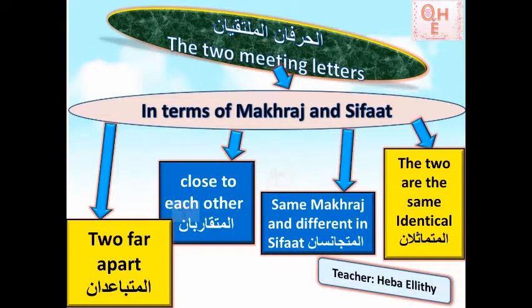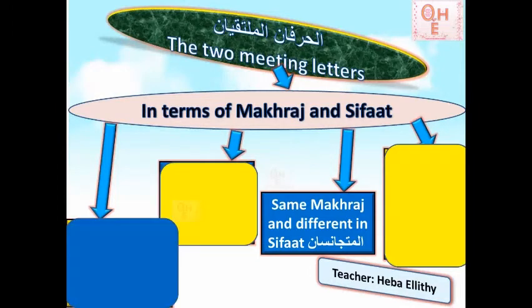Remember, all our lessons are in order. So usually to understand a lesson, you need to go back to the lessons before. All the lessons have numbers from 1 till the last lesson, 1, 2, 3. So you need to follow it to understand it right. Our lesson for today will be the same makhraj and different in Sifaat, which is Al-Harfan Al-Moutaganisan.